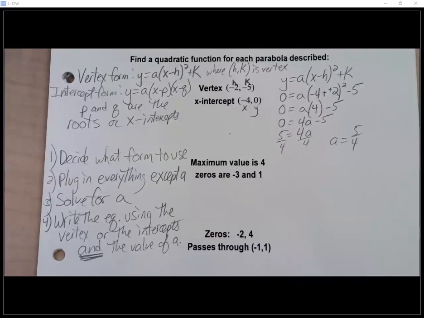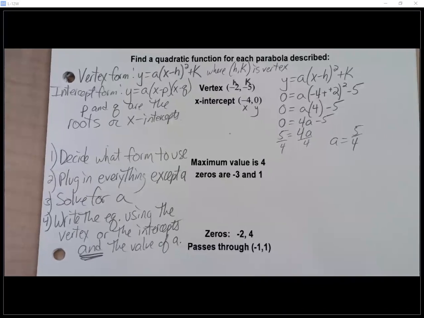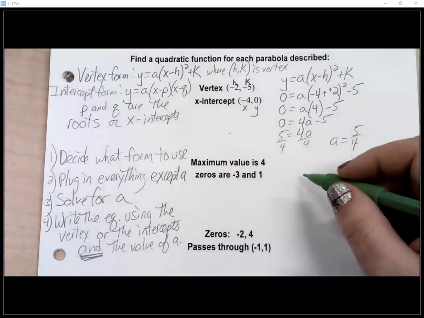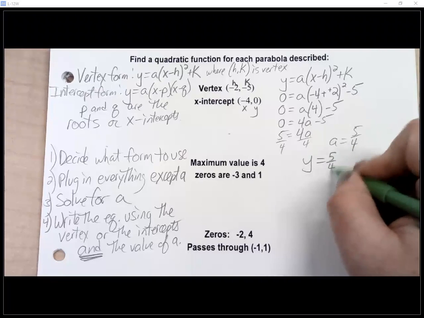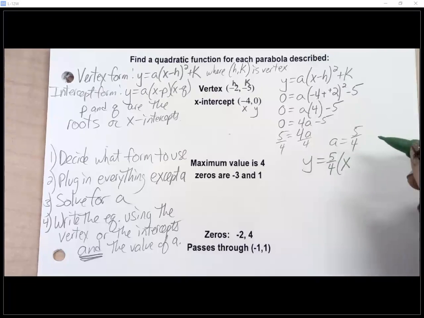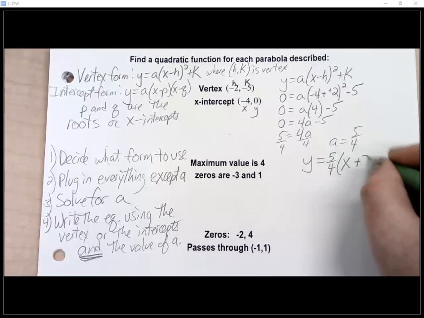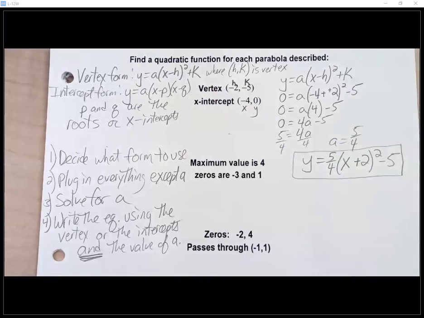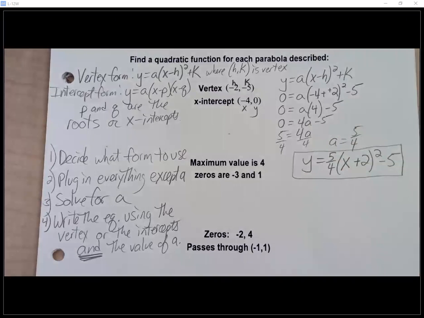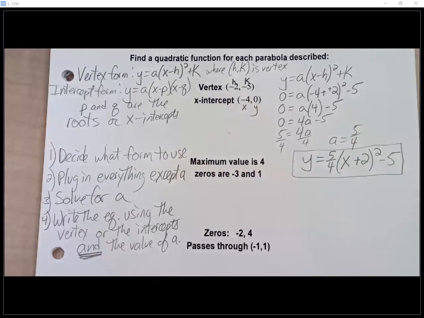I need to write my equation, but what am I doing? Oh, I gotta just put all my pieces together. So y equals, I now know that A is 5/4 and X, so I'm using the vertex. So minus -2 turns into a +2, and then K is at a -5. So there's my final answer. There's my quadratic that will have that vertex of -2, -5. And it should also go through this point. I'm not really using that as an X-intercept, but it just so happens that it is.